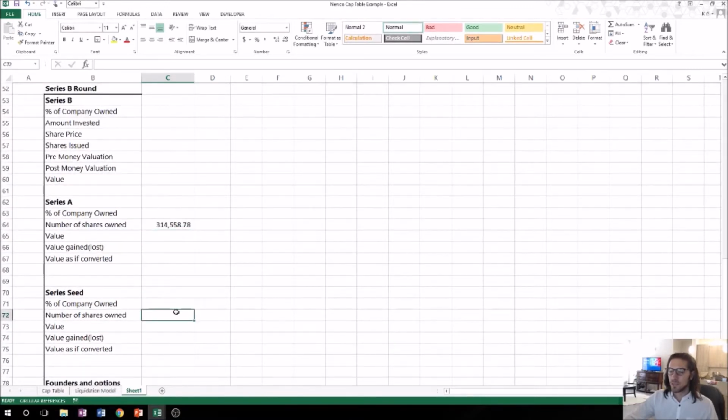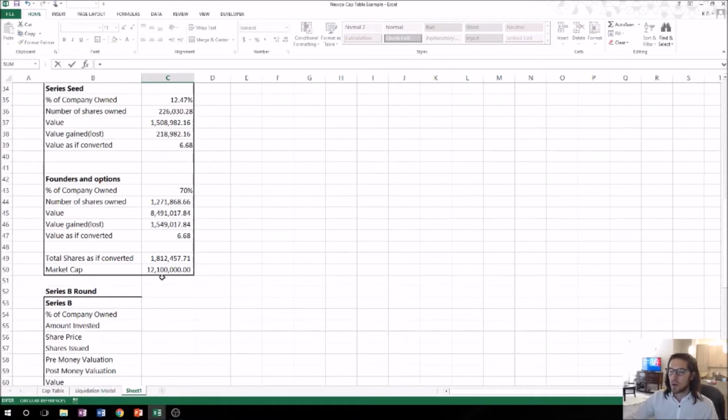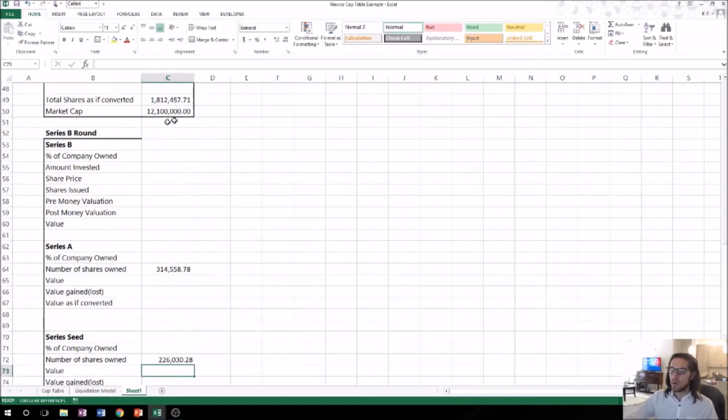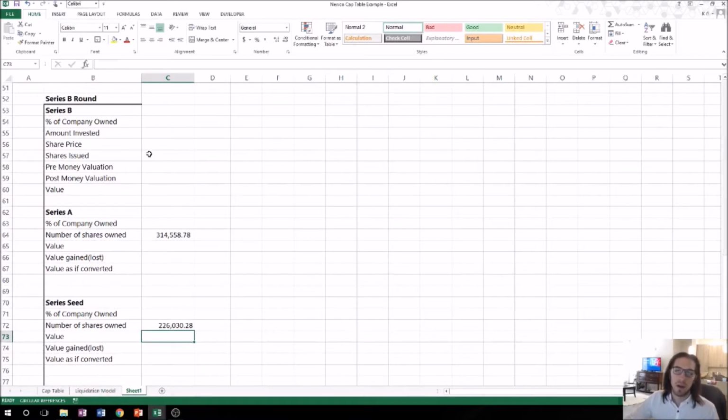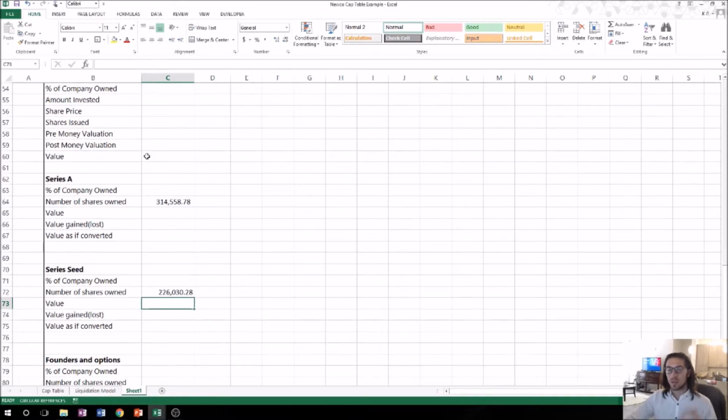Then we're going to do the same thing for Series Seed and go right up here to the box, number of shares owned, 226,030. Those numbers aren't changing. We're not necessarily issuing more shares to those classes. While investors may be getting new shares because they're investing in subsequent rounds, the classes are staying the same.